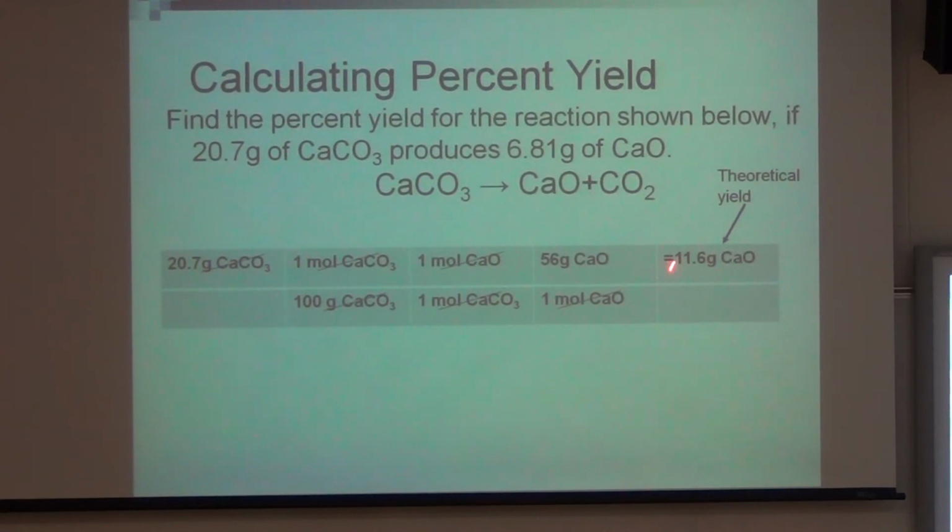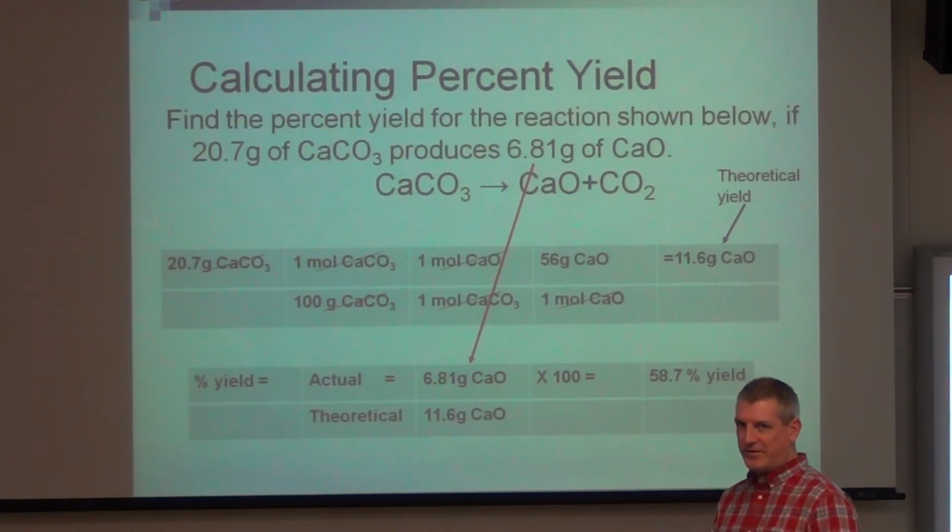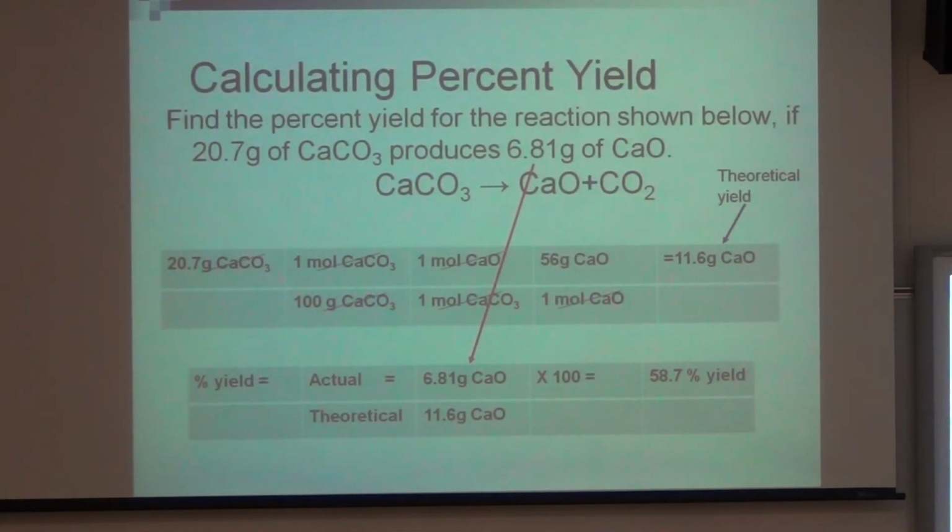Then we're going to compare this answer to what it tells us we actually did produce, 6.81, which is our actual yield. So our percent yield is actual over theoretical, which in this case is 6.81 divided by 11.6. So the 6.81 is our actual. Your actual amount produced is always going to be less than your theoretical. Your theoretical would be 100%.